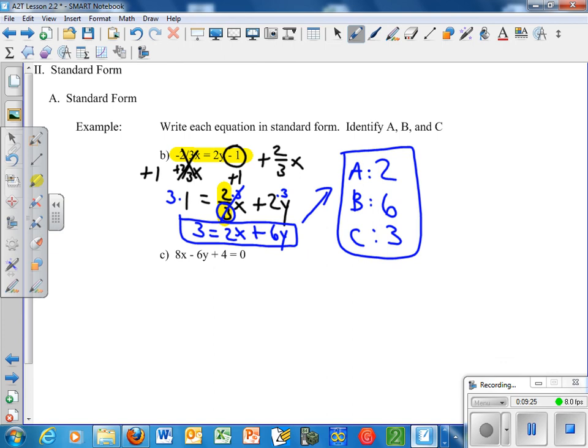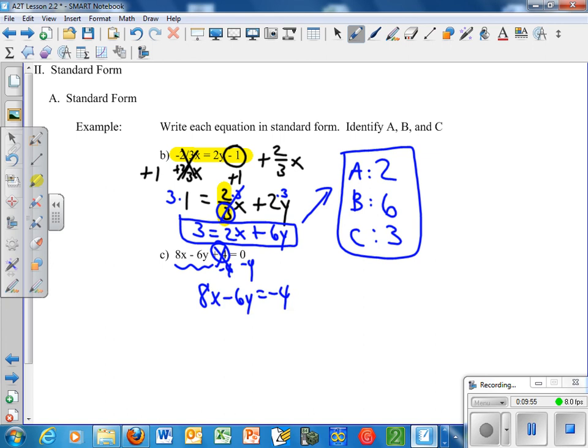8x minus 6y plus 4 is equal to 0. Notice your x and y's right here are already on the same side. Now you want to check, is your x term positive? And notice we have an 8 in front of it, positive. So we want to keep them on this side. If the x term was negative, then you would want to move them to the other side to make the x term positive. So that means I just got to get rid of this, which means I'm going to subtract 4. So I have 8x minus 6y is equal to negative 4.